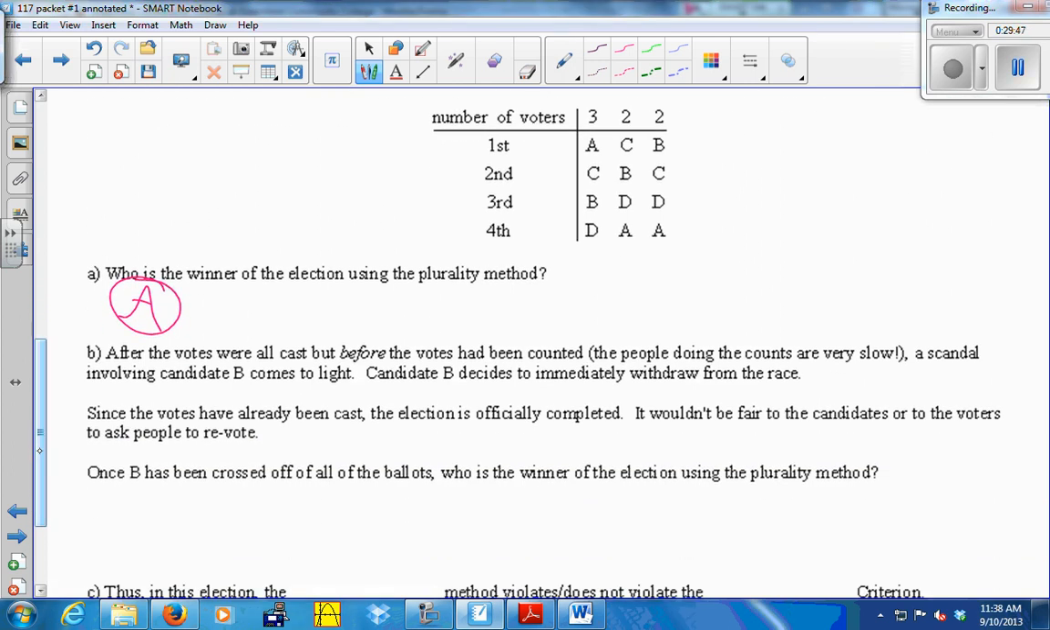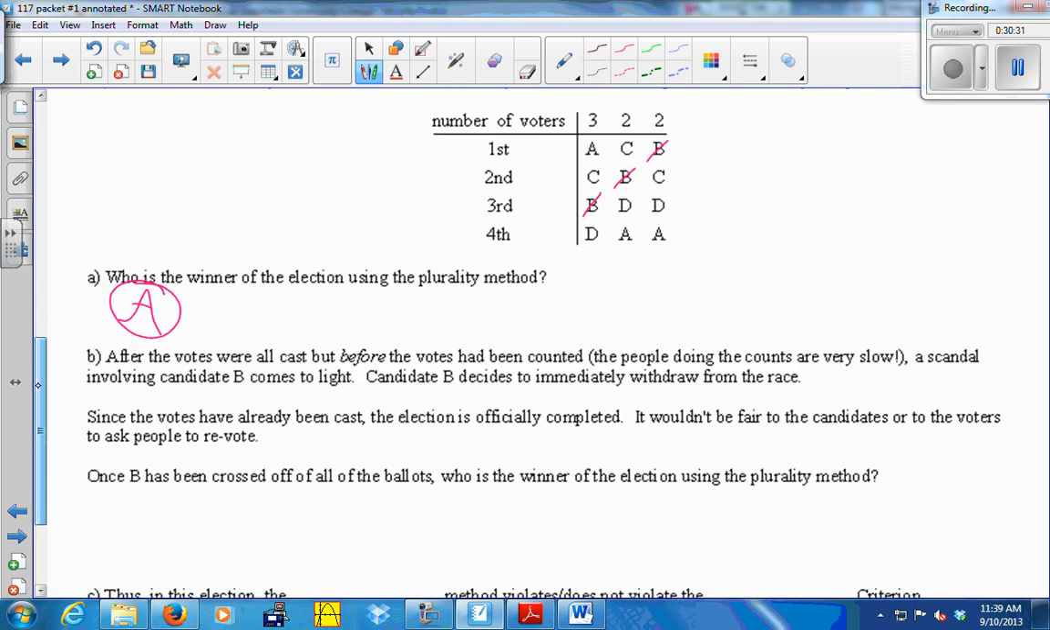After the votes were all cast, but before the votes had been counted, because the people doing the counts are very slow, a scandal involving candidate B comes to light. And candidate B decides to immediately withdraw from the race. The votes have already been cast. The election is officially complete, but it wouldn't be fair to the candidates or the voters to ask them to re-vote. So we're going to cross B off of all the ballots. Just get rid of B, because we know how people would have voted even if B wasn't in the race, because we know their relative preferences. So we can just cross B off every ballot.